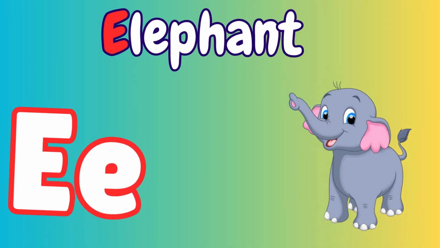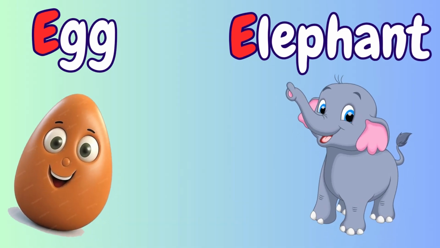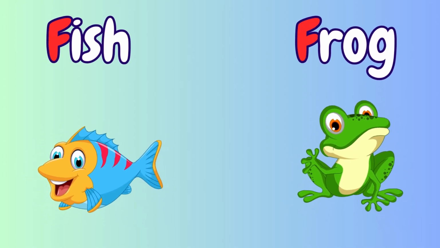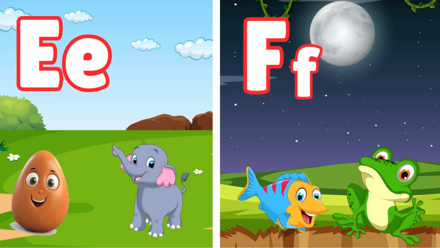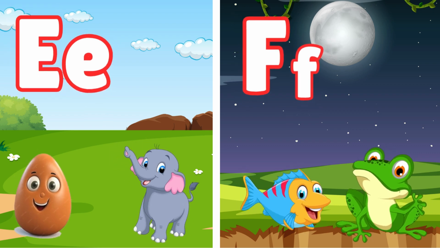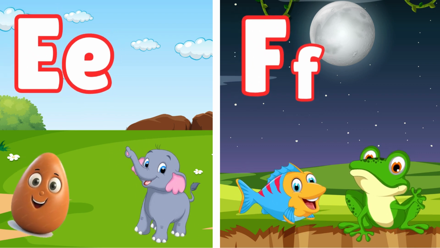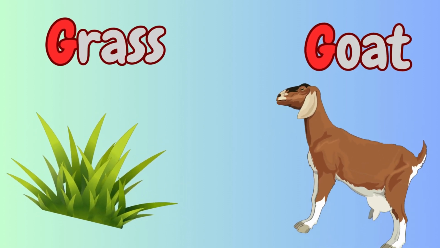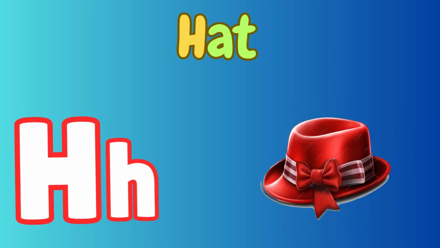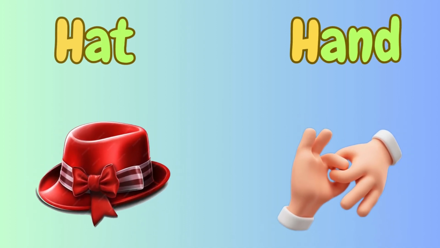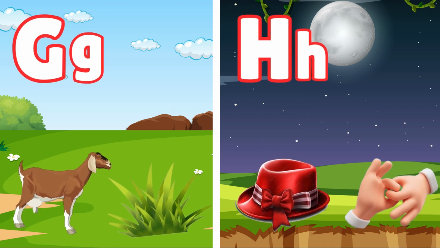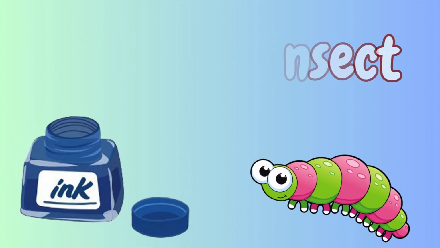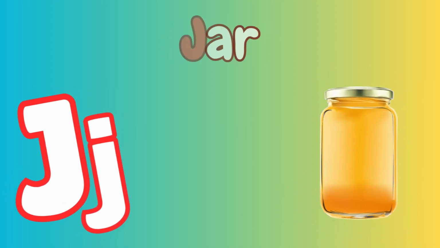E for egg and E for elephant, E. F for frog, F for fish, F. G for goat and G for grass, G. H for hand, H for hat, H. I for ink, I for insect, I. J for juice, J for jar, J.